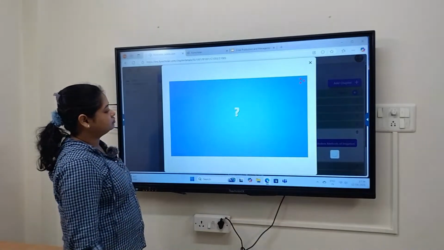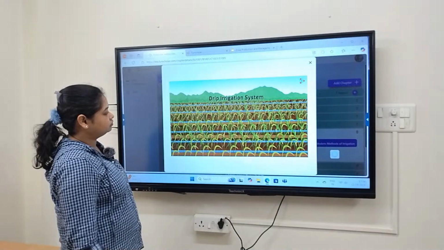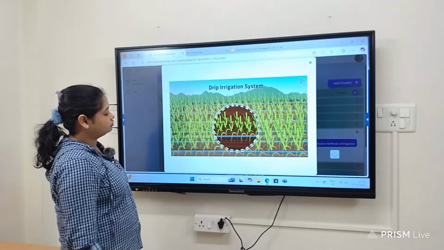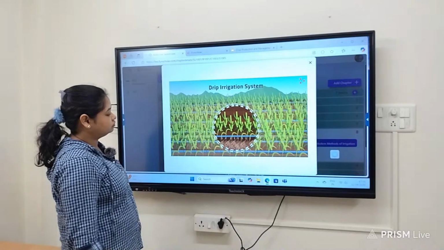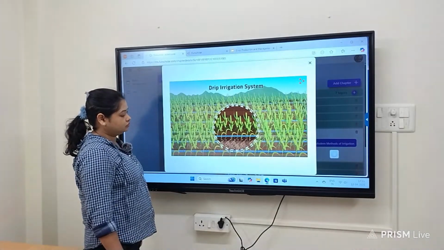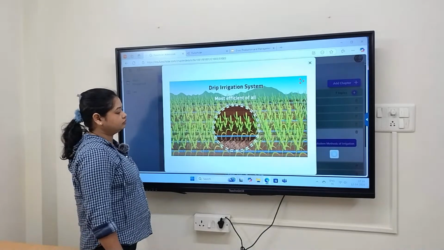What about the second type of modern irrigation? It's known as drip irrigation system. As the name suggests, water drips and reaches the plants. The pores in the pipes are situated just near the roots of the plants. This ensures that no water is wasted. This is the most efficient system of irrigation. Water can thus be used judiciously.